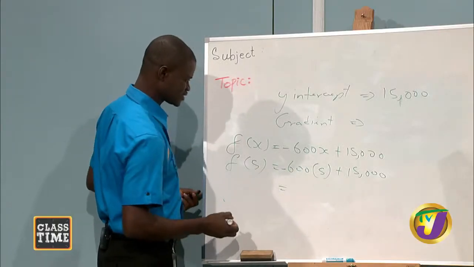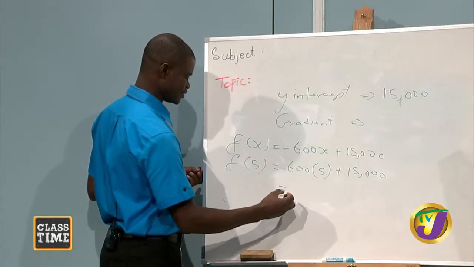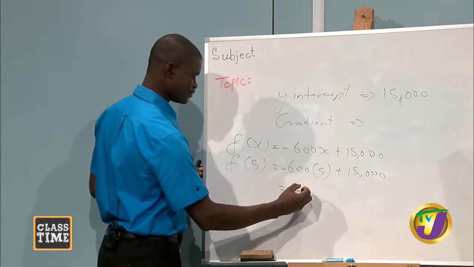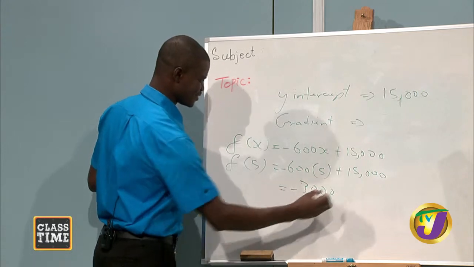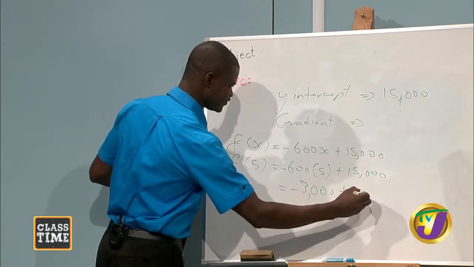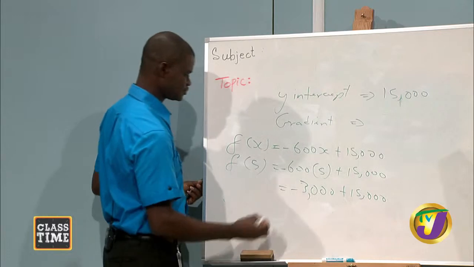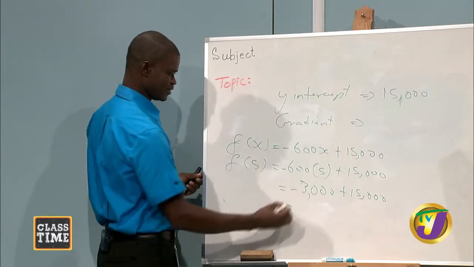All right, so that's negative. So what will negative 600 times 5 give me? Negative 3,000. Plus 15,000. And this will give me 12,000.